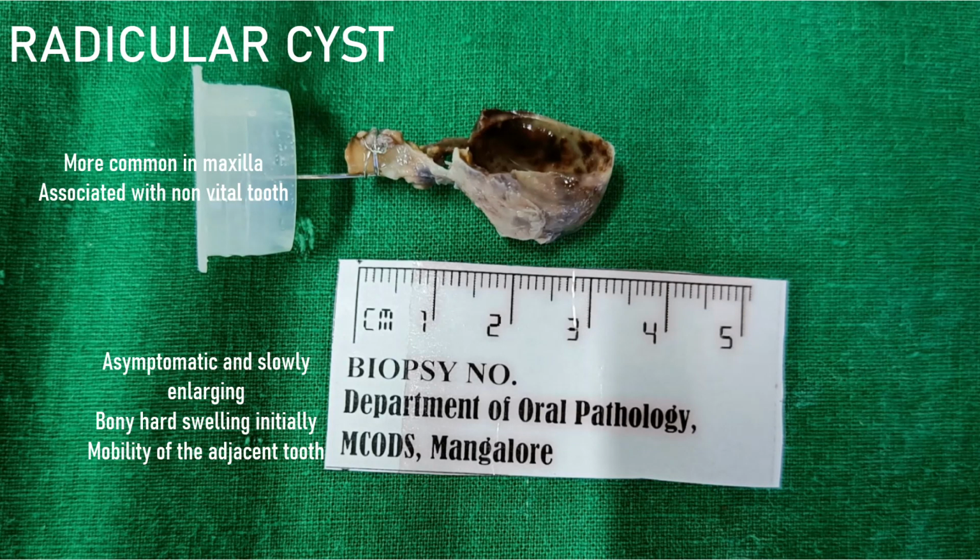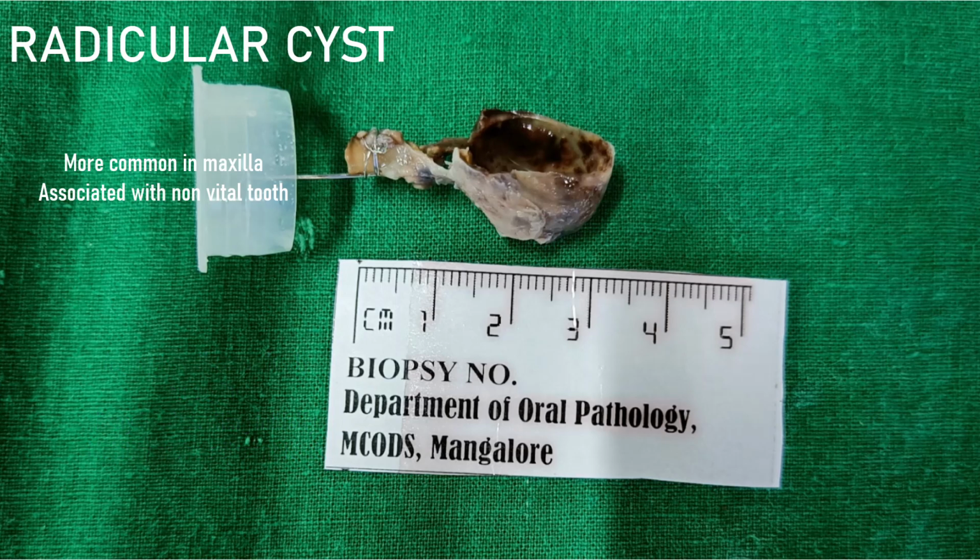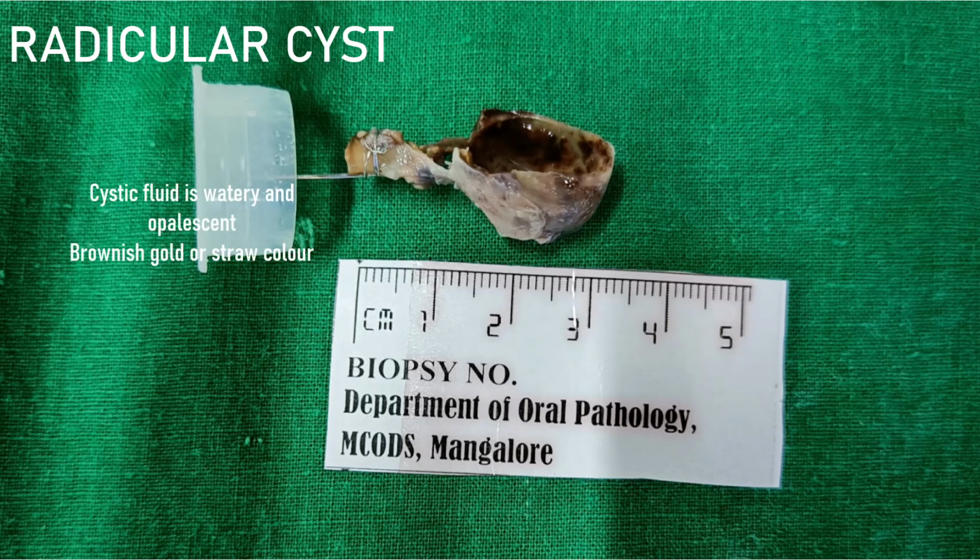In this specimen, we can see a cystic capsule with attached root stems, brown in color, smooth to rough surface and firm in consistency, measuring approximately 2.5 x 3 x 1.2 cm. The cystic fluid is watery and opalescent, usually brownish. It can be gold or straw color due to presence of cholesterol crystals. They originate from disintegrating RBC as a result of inflammation.